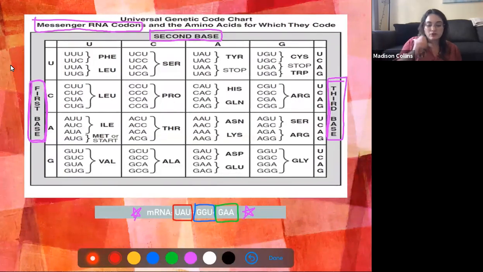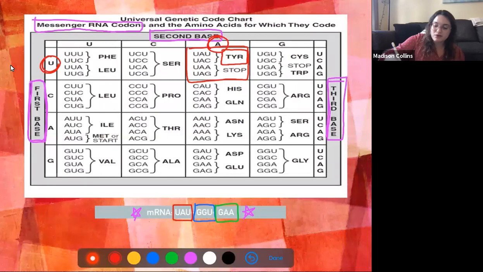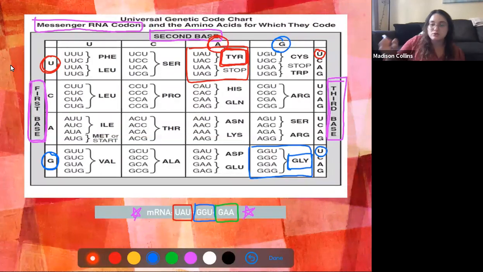The first codon we're looking for is UAU. We've used this codon chart before, so I'm going to move a little bit faster than I normally would, but I see that my first base is U. My second base is A, which means I'm going to be looking in this box right here. And I see that UAU actually codes for TYR. Our second codon is GGU. So again, first base G, second base G, which means I'm looking in this box right here. And my last base is U, which means GGU codes for GLY.